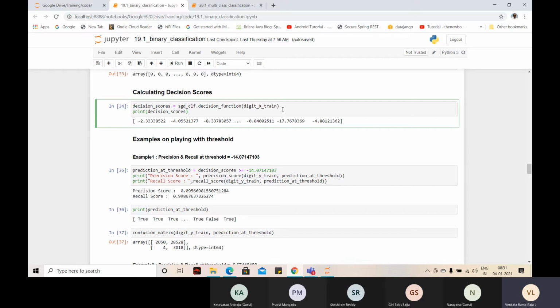Little bit higher or little bit lower, it's going to be very close to positive and negative. Ultimately, when you do argmax, you will get that index. That's how the prediction is going to be made.